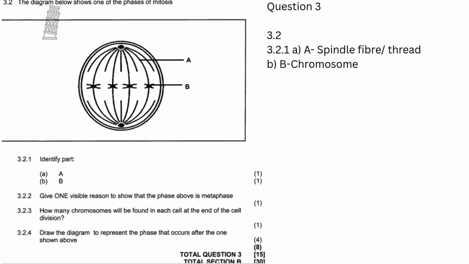Part B are the chromosomes. These are the X-shaped structures in the middle. They carry all the DNA. Think of them as the suitcase that holds all the cell's important information.